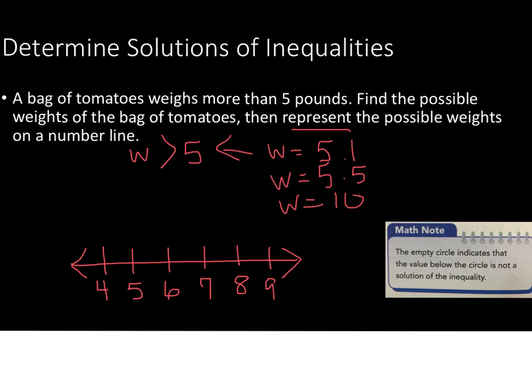So to plot this on a number line, since we know that it's more than 5, W cannot be equal to 5. Alright, because it has to be more than 5. So what we're going to do is write an empty circle above this 5 to show that 5 is not in our set. And then we're drawing an arrow showing that everything above 5 could be part of our solution. And so that is how we would write the inequality and show it on the number line. Please don't forget to write down that math note.